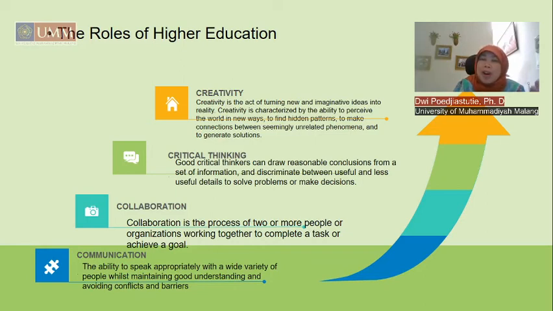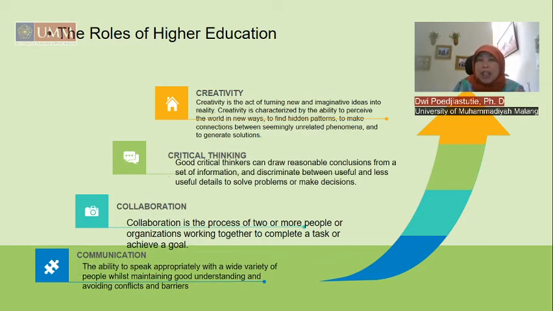Which one is hoax information, which one is good information or true information. Sometimes we need the skill of critical thinking. So with the critical thinking skill, you can filter which one is bad for you and which one is good for you to utilize that kind of information.